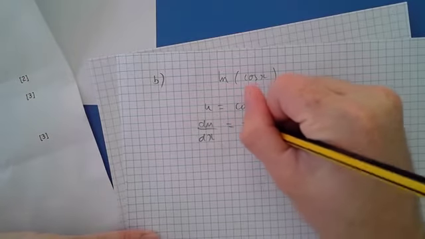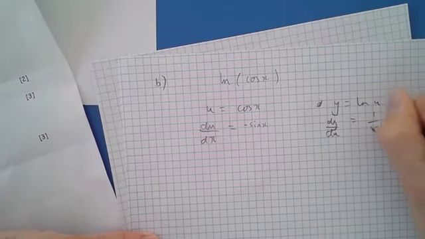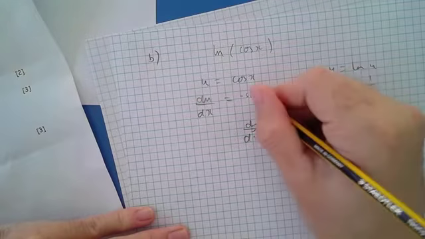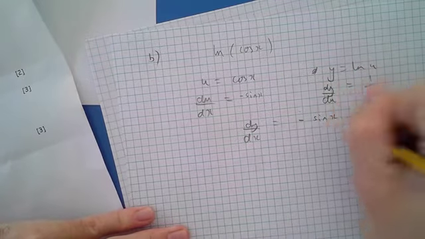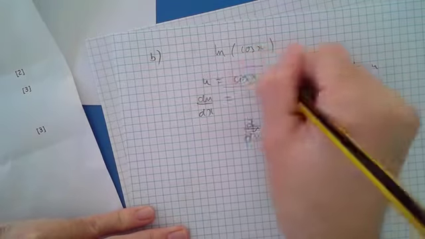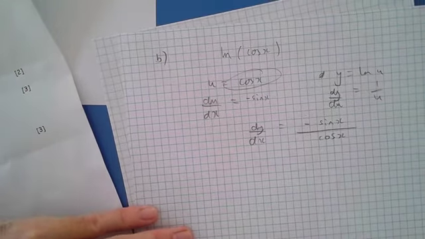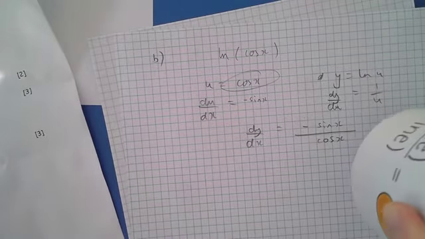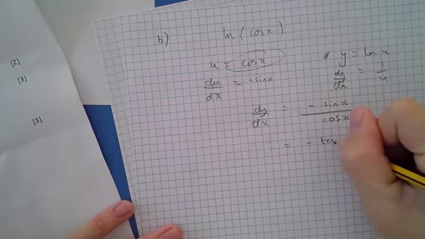So minus sine x, and then dy by du would equal 1 over u, and then times them together to get dy by dx. So I can get minus sine times by 1, times the tops together would give me minus sine x up on the top, all over u, so the original was cos x. Sine over cos. Hello, what have we got here? Sine over cos equals tan. So that's going to equal minus tan, isn't it?